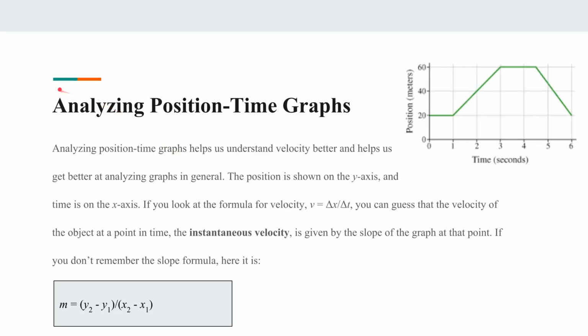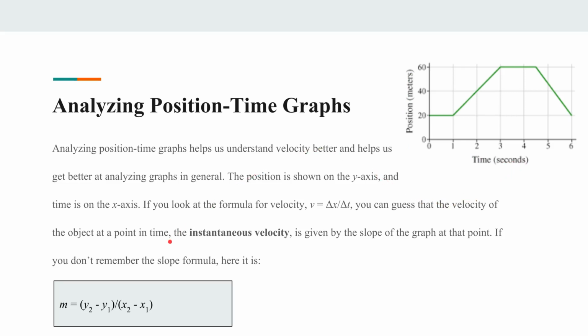All right, so we're going to start analyzing motion graphs. We're going to start with position-time graphs. Analyzing these position-time graphs helps us understand velocity much better and helps us get better at analyzing graphs in general. Graphs are a really important tool in physics. So we're going to start analyzing our first type of graph, position versus time. The position is on the y-axis and the time is on the x-axis.